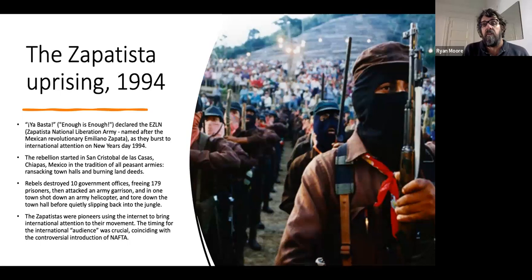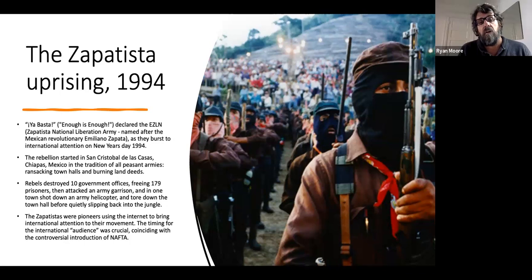So the Zapatista uprising that starts on January 1st, 1994, basically bursts onto international attention. They had named themselves the Zapatista National Liberation Army in honor of the Mexican revolutionary Emiliano Zapata. And the rebellion begins on New Year's Day in 1994 in San Cristobal de las Casas and in Chiapas.